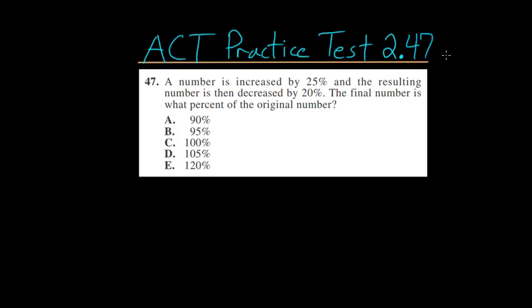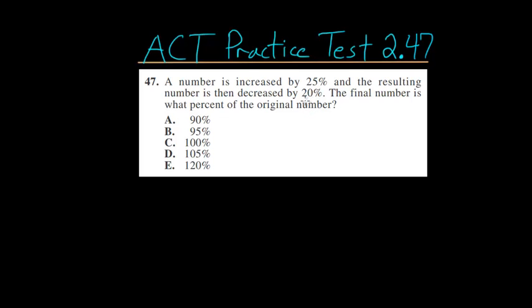So with this problem, there are a couple different ways that you could approach it. One way is to just pick some random number, say the number 100, and then increase it by 25%. And whatever that new number is, you then decrease that by 20%. And whatever number you end up with, you can compare it to the starting number of 100 and see what percent of that starting number the new number is. So basically, this approach is just picking some number at random and then using these two operations to see what you end up with.